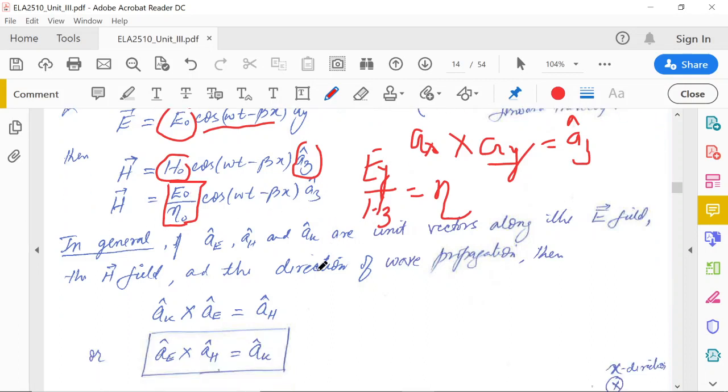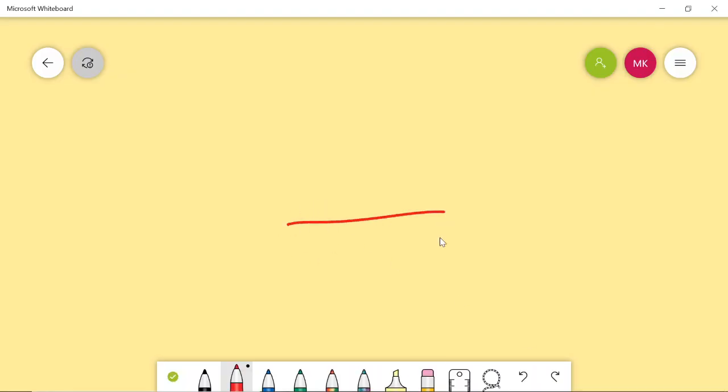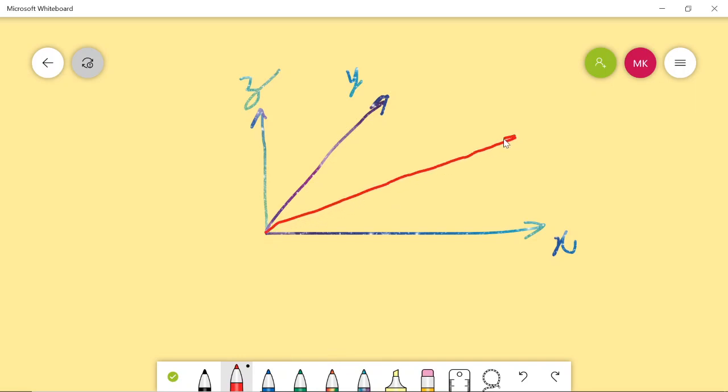This is how. In general, if the electric field is not in the direction of the y axis but in a particular direction, for example, we have three axes: this is x, this is y, and this is z. Let's take the wave propagating in this direction. This is the direction of wave propagation, and we denote it with the a_k direction. Now the electric field will be perpendicular to this one.